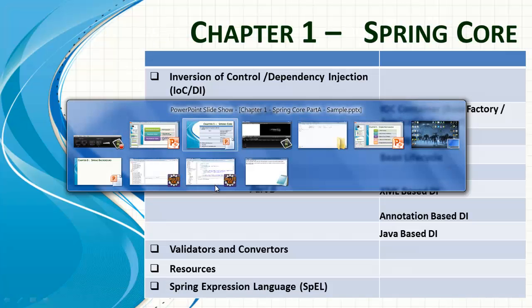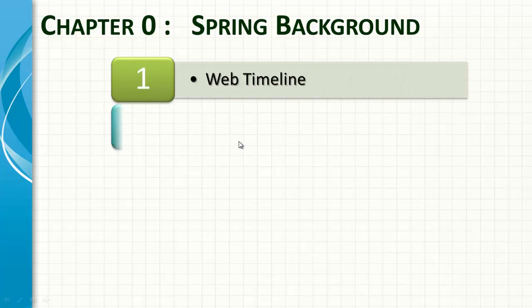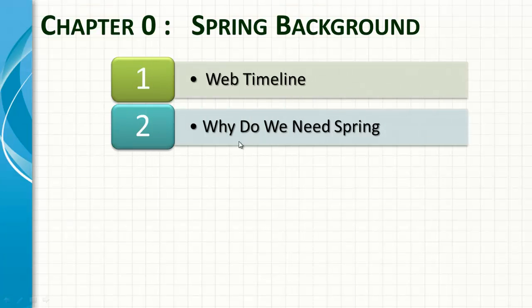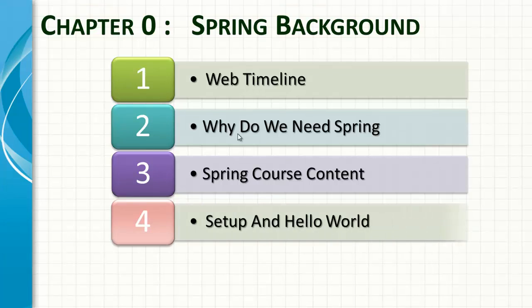Till now we have seen the Spring background, chapter 0, and in this chapter we have seen the various web timelines. We have seen why we need Spring. We did a quick walkthrough of the technologies that were there in the beginning and how we ultimately evolved into Spring, and then we saw the actual course content that we are going to cover, and we saw a little bit of Spring setup and a quick hello world program to ensure that our workspace and our tools are all set for Spring tutorials.